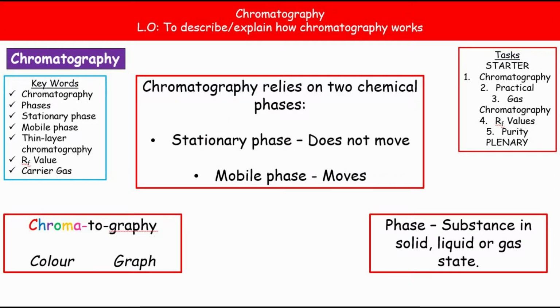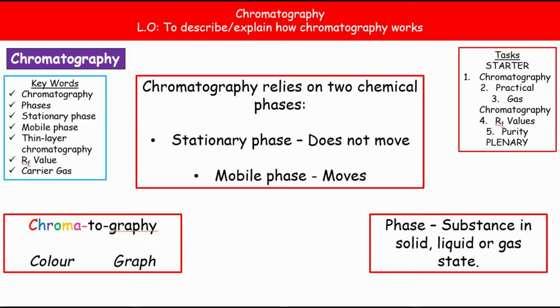When we're talking about chromatography, the first thing we really need to know is, what does it even mean? Now, if we break the word chromatography down, as I've done in the bottom left of your screen there, we can see that the word chroma means colour, and then graphy just refers to the fact we're going to make a graph. So basically, chromatography is making a colour graph.